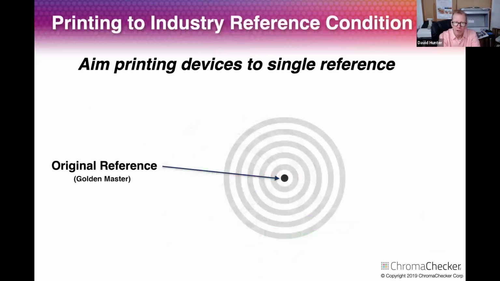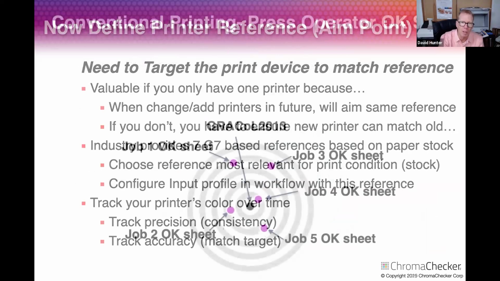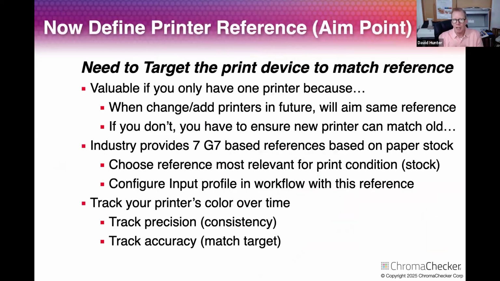So when we talk about industry references, in the US, we typically talk about Grackle 2013 for coated. And so you need a target to aim the printer to. And this is even valuable if you only have one printer, because I've had customers that have one printer and they didn't have it targeted to something like Grackle. And then when the printer died, they bought a different make and model of printer, and they could never make that printer match the original printer they had, because no two printers print the same gamut or the same range of color.